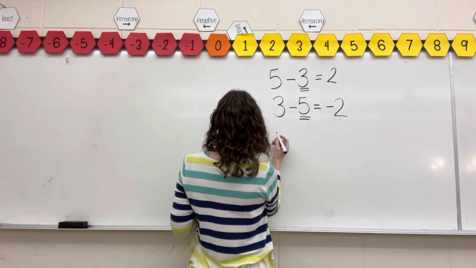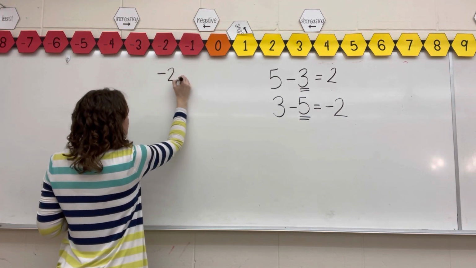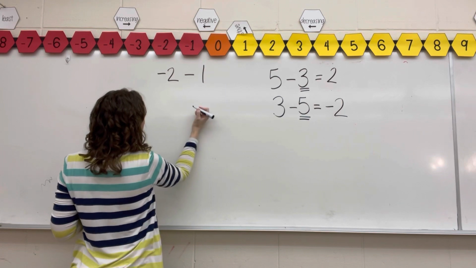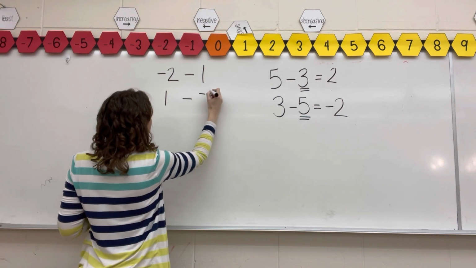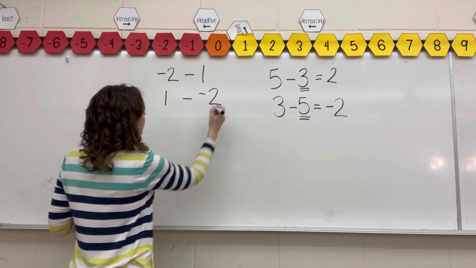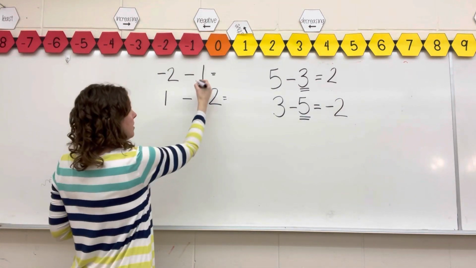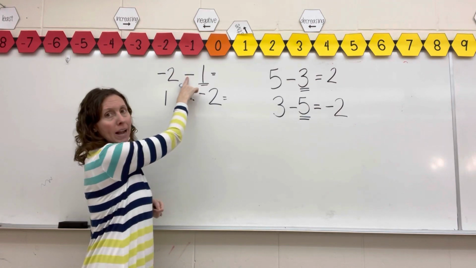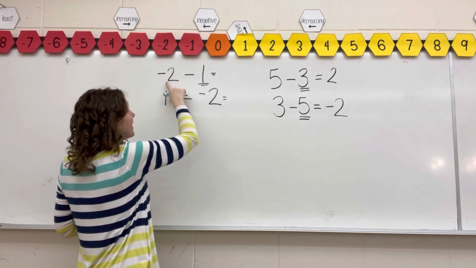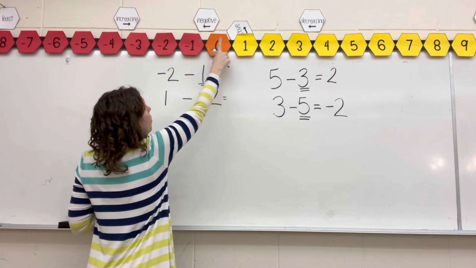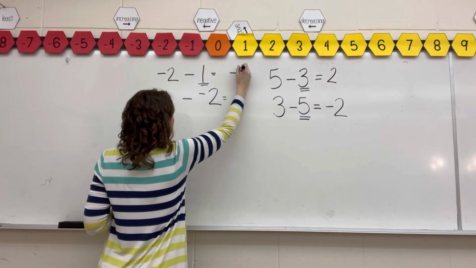Okay, let's try one with some negatives. Let's do -2 minus 1. And let's also do 1 minus -2. All right, so we could start at 1. This is the subtraction sign. So we're gonna start at +1. And we're gonna move to -2. 1, 2, 3 in the negative direction. So that would be -3.